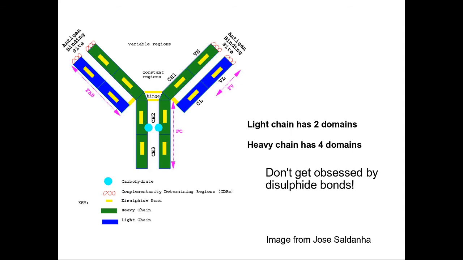Now, remember from the genetics that I said we had the V and J segments that come together in the light chain and the V, D and J segments that come together in the heavy chain. So the V and J form the variable light at the protein level. The V, D and J form the variable heavy at the protein level.